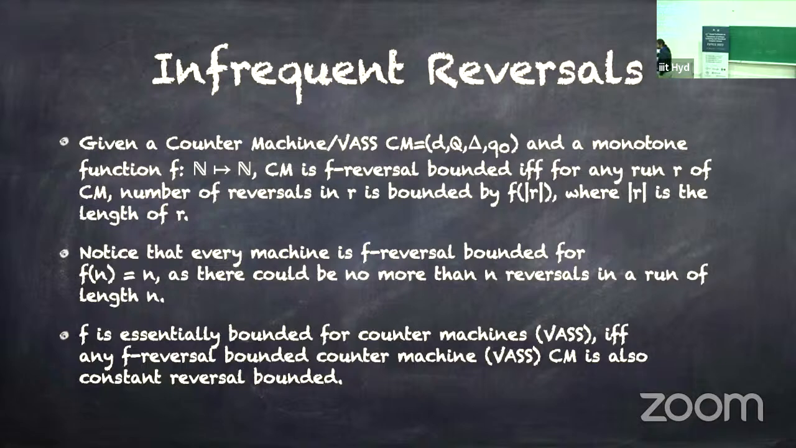No, the function is called essentially bounded if bounding the machine with an F bound indeed results in a machine which is a constant reversal bounded machine. The function is not bounded, but the resulting counter machine is constant bounded. So it will be clear what I mean later.